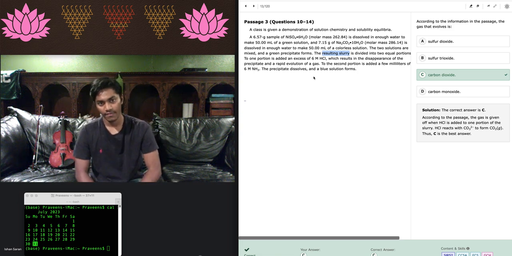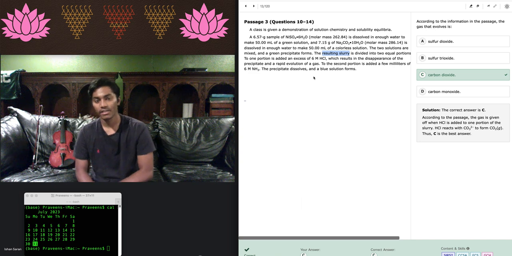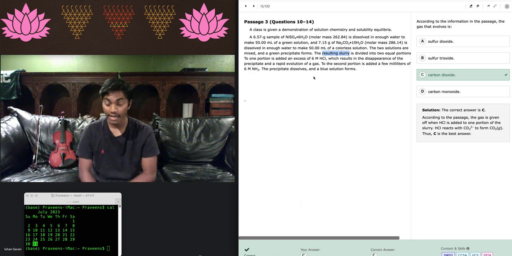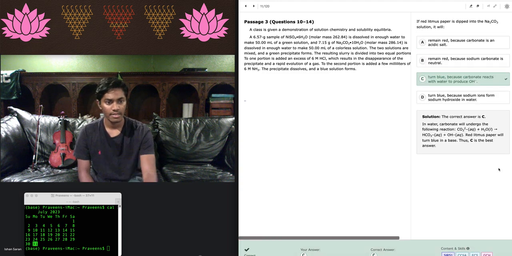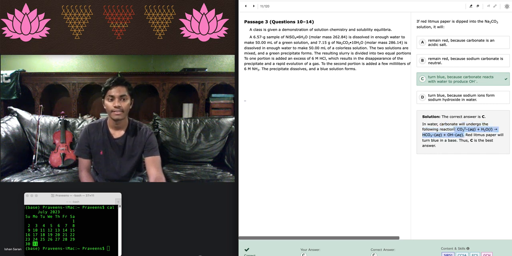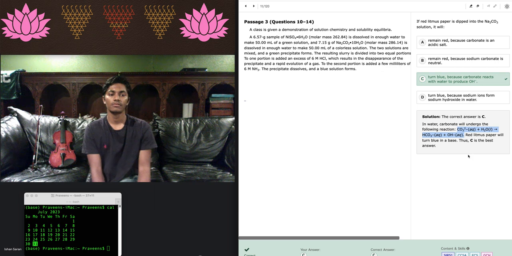What gas is it that evolves? When we add HCl into a mix with carbonic acid or CO3 2- carbonate ion, that will cause this carbon dioxide to form. And I would say this is the key thing that I did not know in this passage. So let me go through this in a bit of detail.